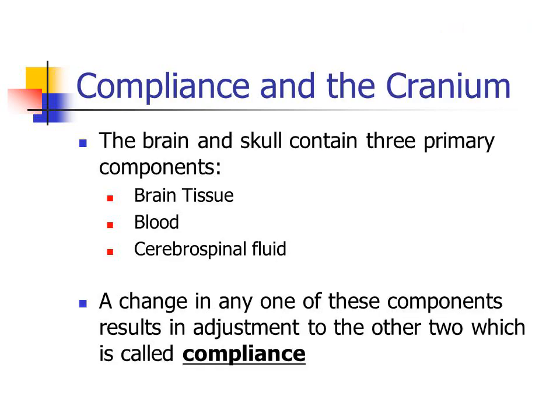Compliance and the cranium. The brain and skull contain three primary components: brain tissue, blood, and cerebrospinal fluid. A change in any one of these components results in adjustment to the other two, which is called compliance.